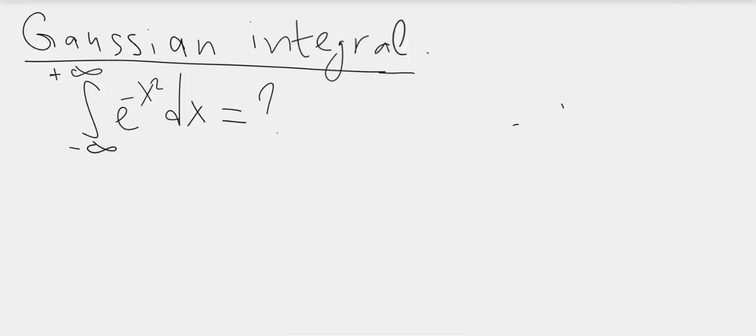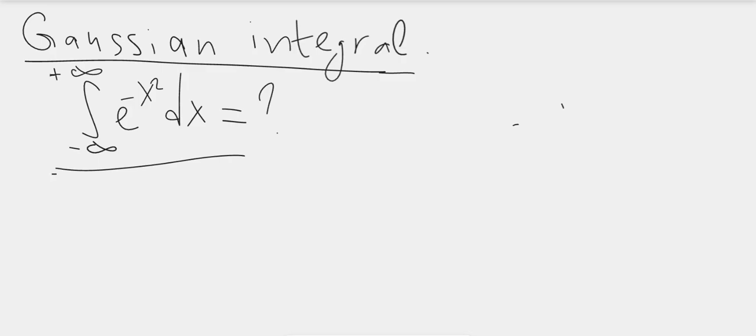In this video I'm going to talk about the Gaussian integral and how to evaluate it. So basically we have this integral from minus infinity to infinity of e to the power minus x squared dx. So we need to evaluate it.